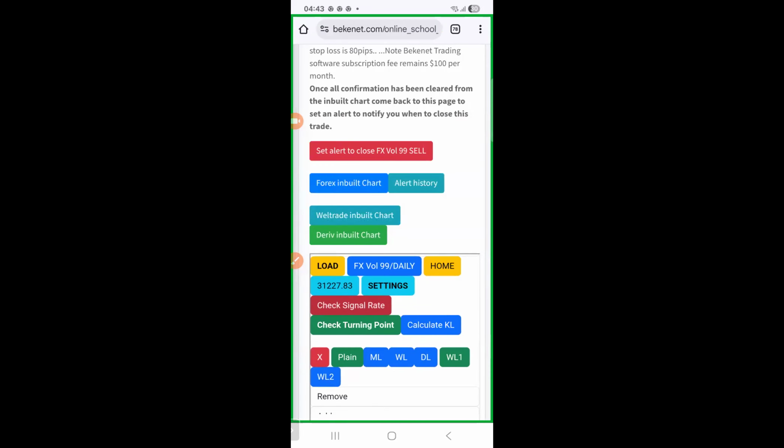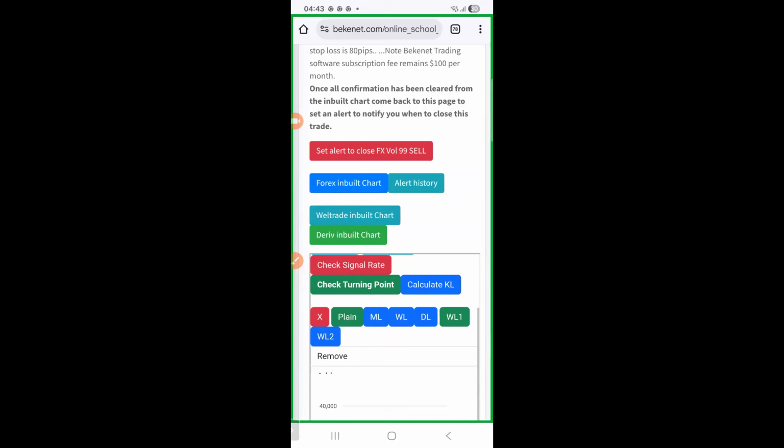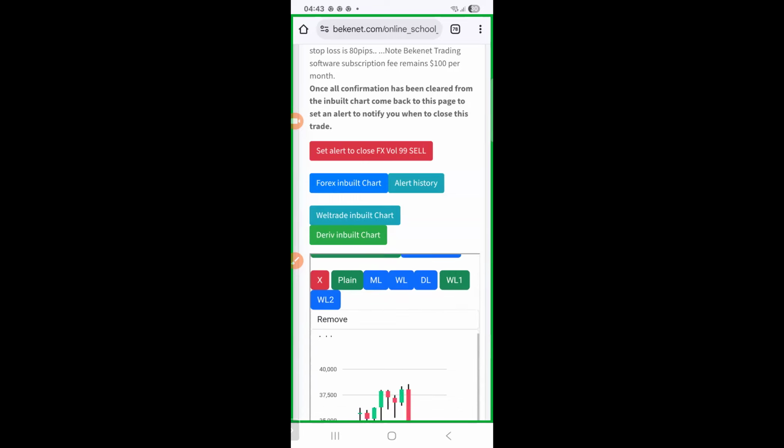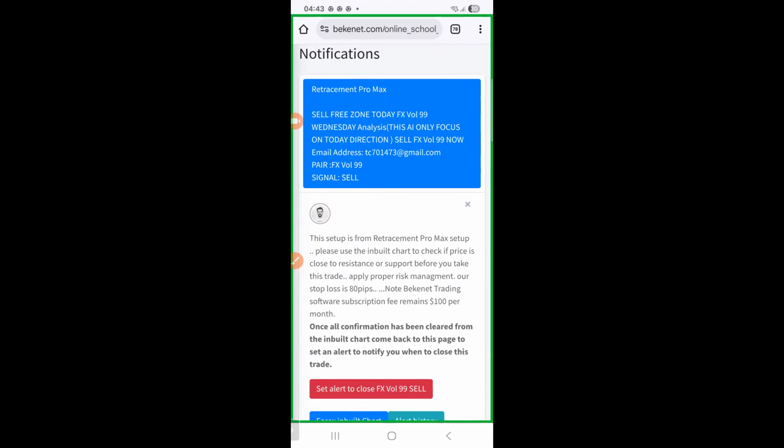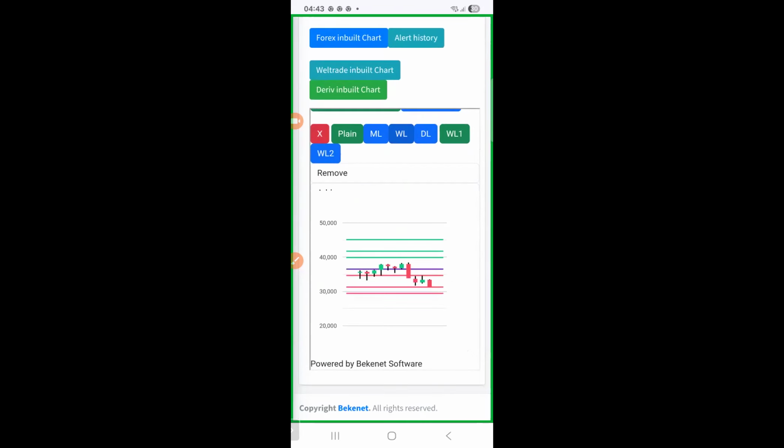So I click on settings, and then what do I do? I click on the weekly key level. So what did it say we should actually do for 99? It says we should sell. Okay, so the weekly key level is actually resting on a key level now, like a kind of support. So it's a sell. It has been selling for a while.